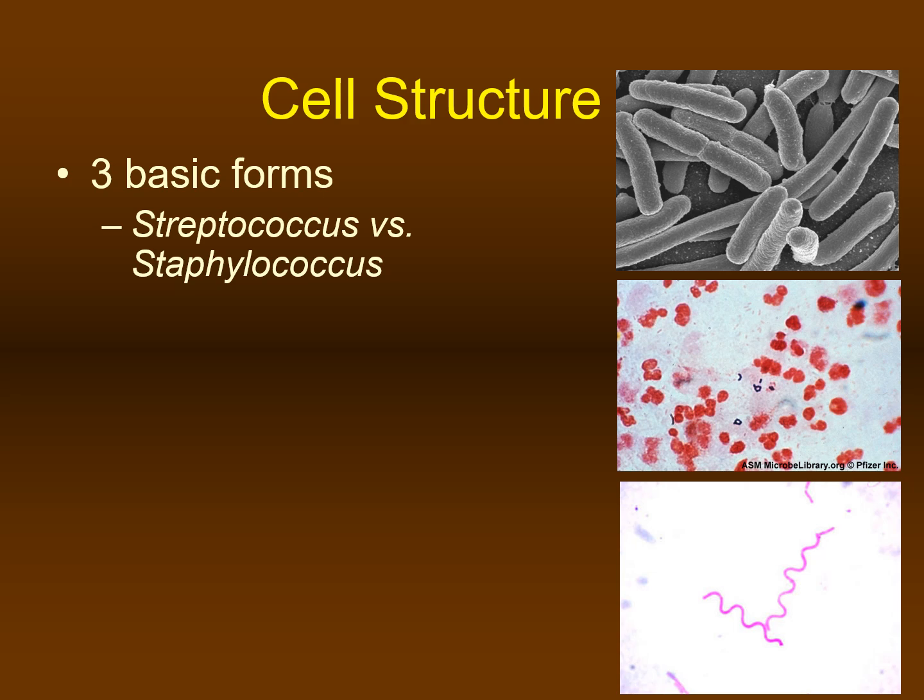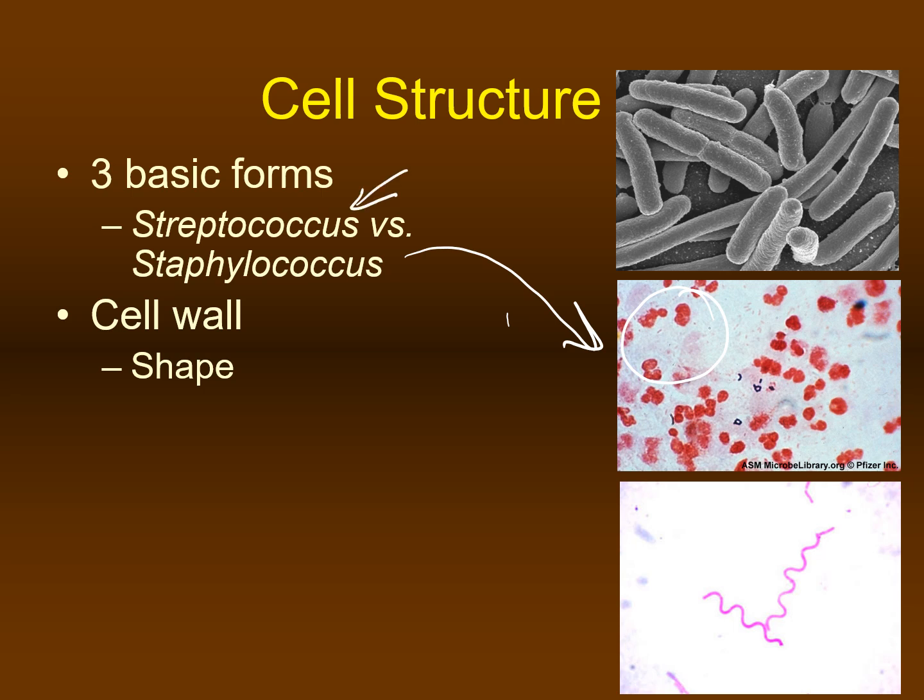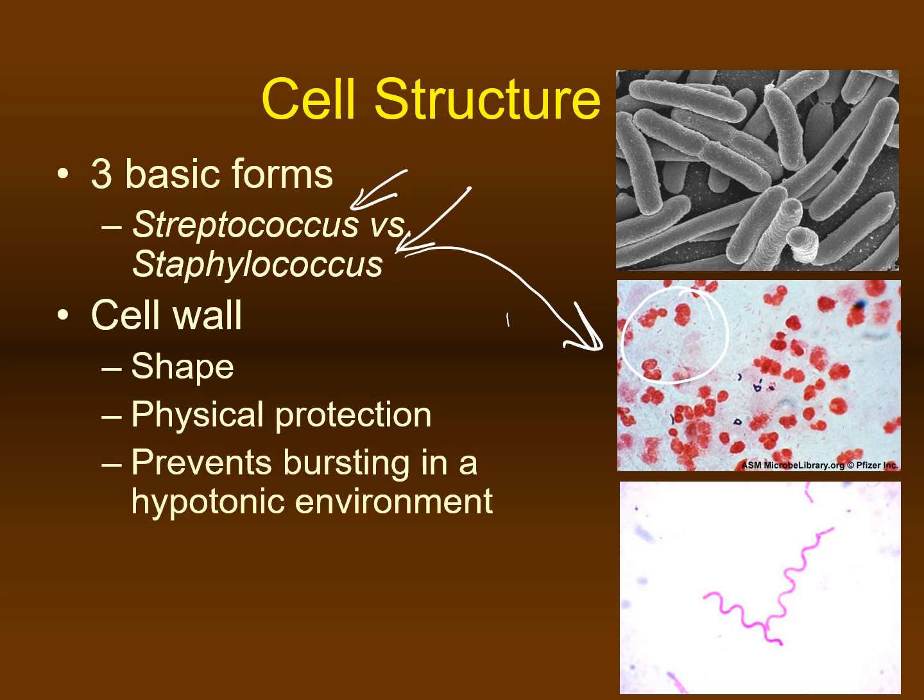So we already mentioned that they can be bacilli. They also can be cocci, circular shaped cells. Streptococci form chains of circular shaped cells, while staphylococci form clusters. Many bacteria have a cell wall, which gives bacteria shape and protects cells physically and mechanically. The cell wall in bacteria prevents the cells from exploding in the hypotonic environment in which bacteria typically live.